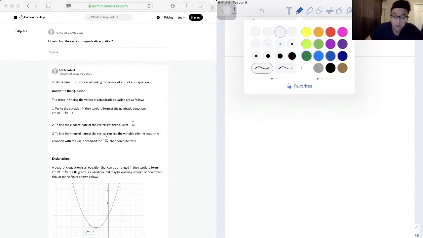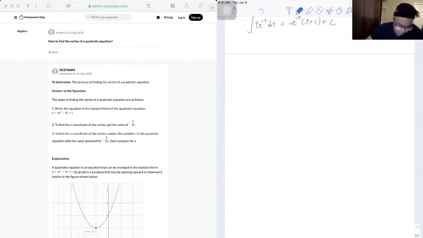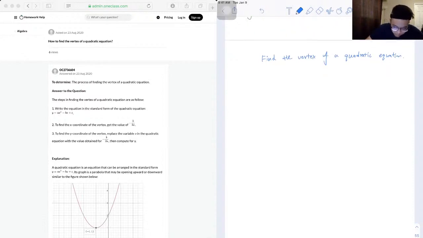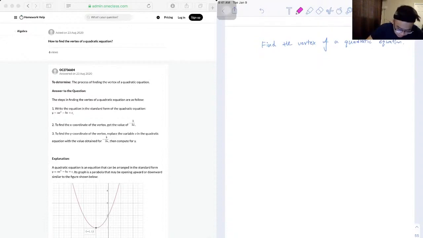So coming up, we have our second question for today. He's asking us how to find the vertex of a quadratic equation. So there are several steps that help us find the vertex of a quadratic equation. Let me write it down here.